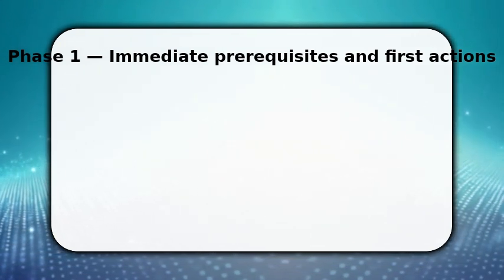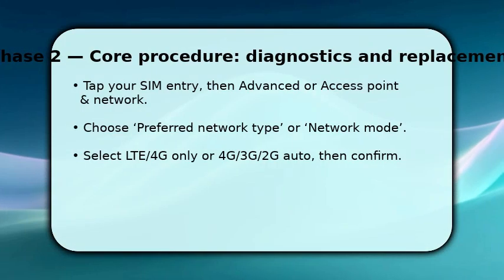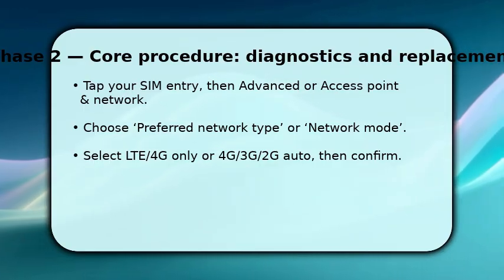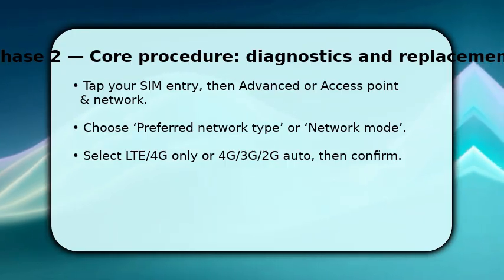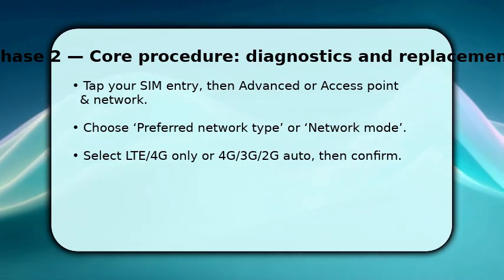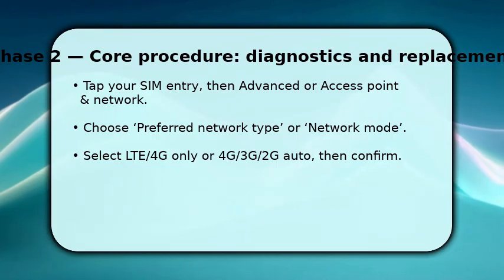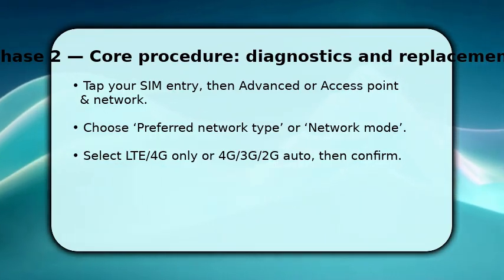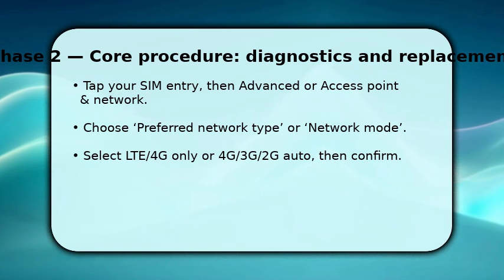Next, you dive into the network settings to change the radio preference. Tap the SIM you want to modify, then choose Advanced or the Network Access section. Manufacturers label it differently. Find Preferred Network Type or Network Mode, because that control tells the modem which generations to use. Select LTE/4G only for strict 4G, or 4G/3G/2G auto to prefer 4G while allowing fallback.